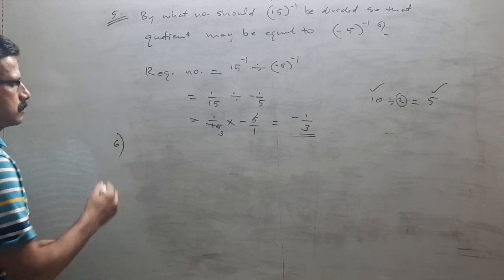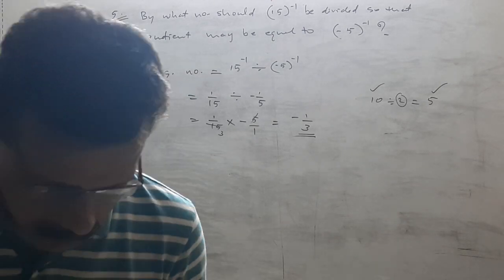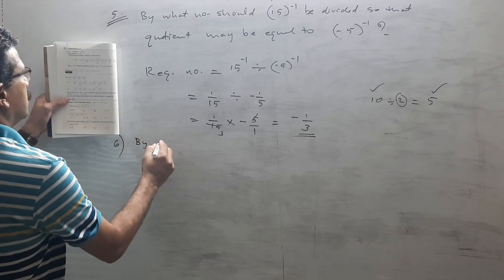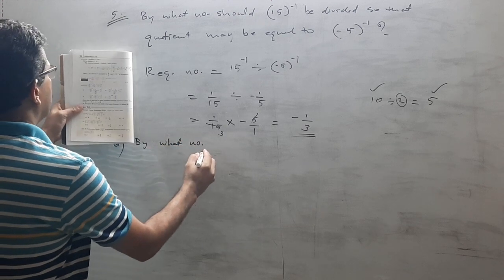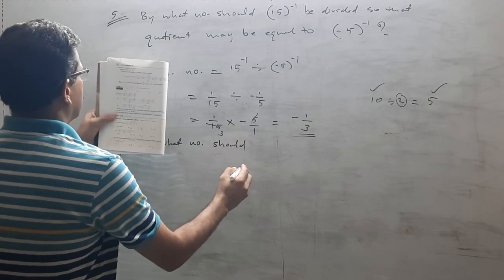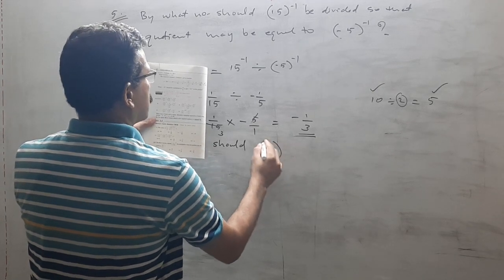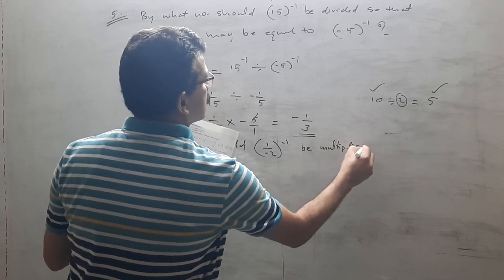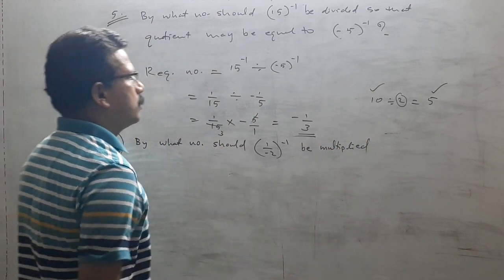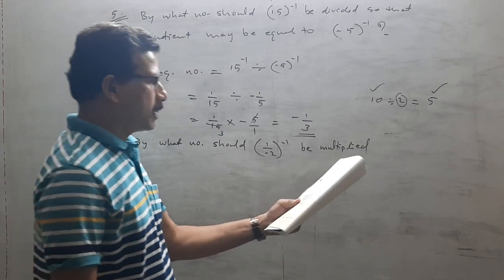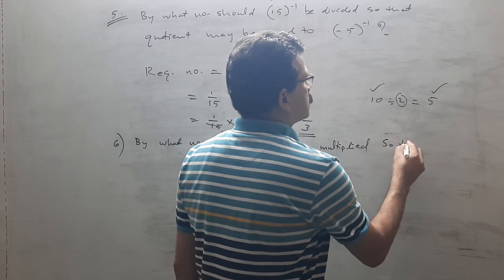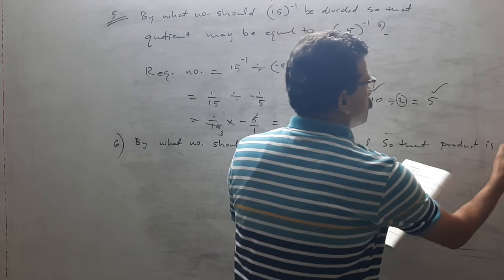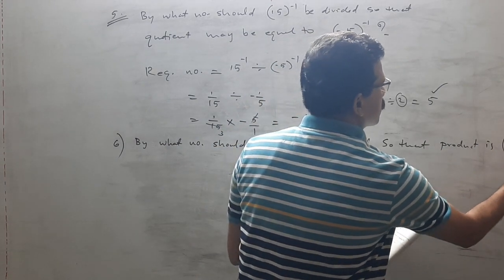Another one. Something like this, one more question. Yeah, x, the same type. By what number should 1 upon minus 2 to the power minus 1 be multiplied so that the product is 4 by 7 to the power minus 1.